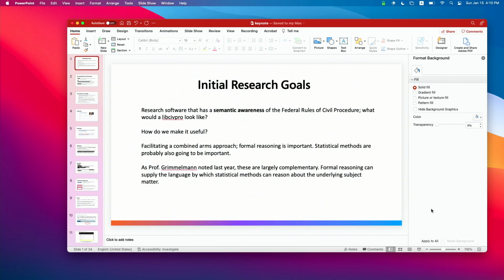So our research topic was looking at implementing civil procedure in some kind of computer system. We chose the Lean proof assistant. It's also a full-featured programming language. So it's really just a programming language in which you can prove things, which is always nice.